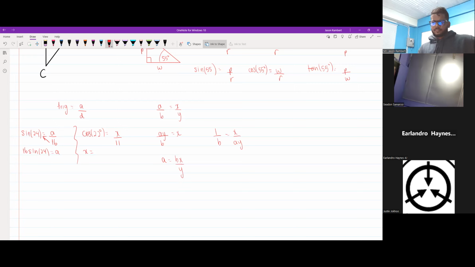So 11 cosine 22 degrees. Doing the next one here. If I have tan of 42 degrees is equal to b over 2, what will be b? 2 tan 42 degrees. Everybody understands that? Yes, sir.